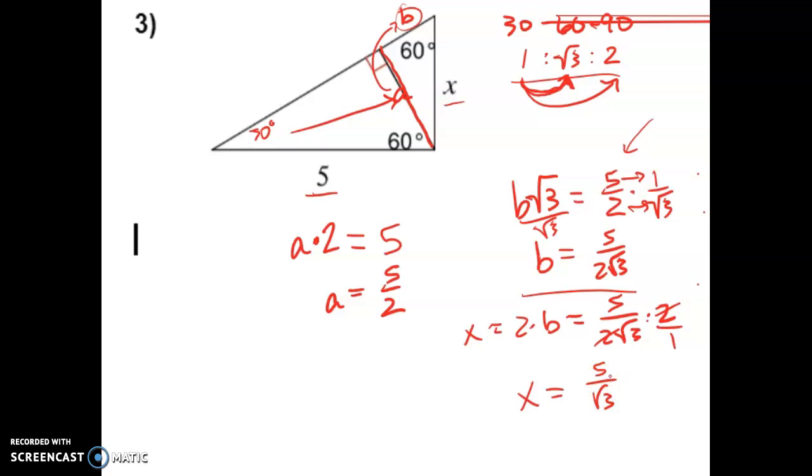Now I want to rationalize because I've got x by itself, so I multiply by root 3 over root 3. My numerator simplifies to 5 root 3. My denominator simplifies to 3, and I'm done.